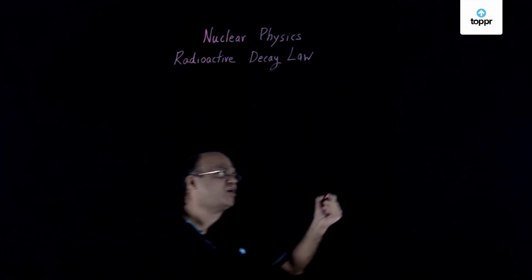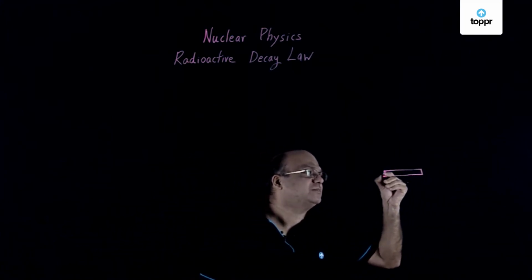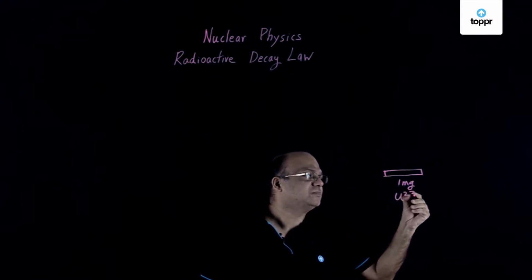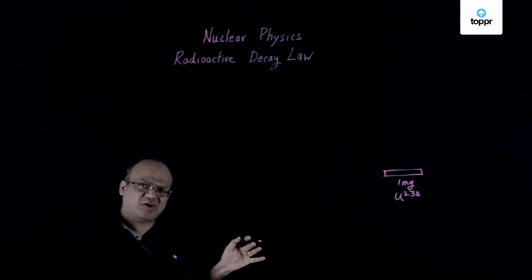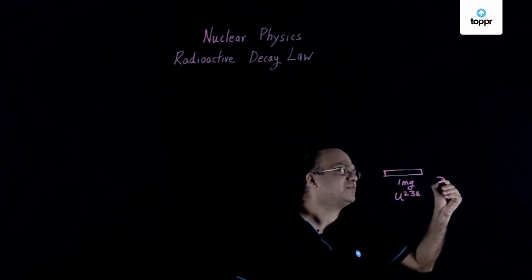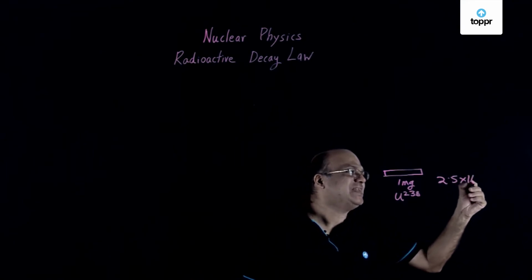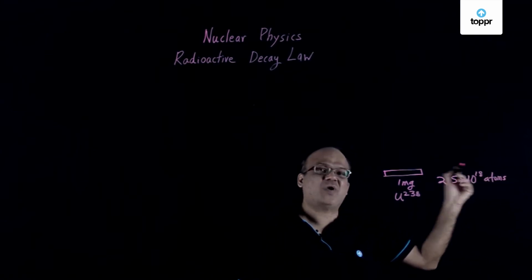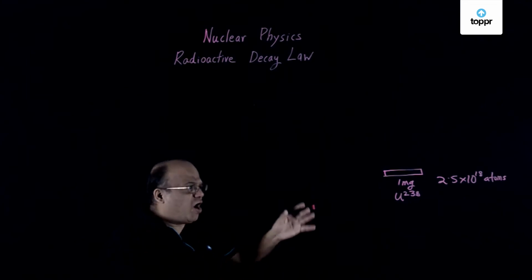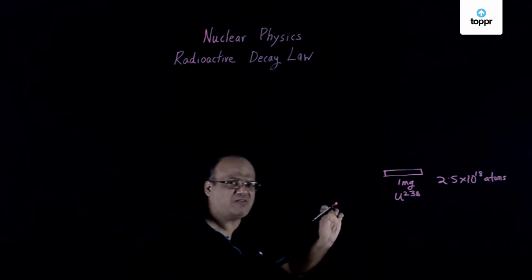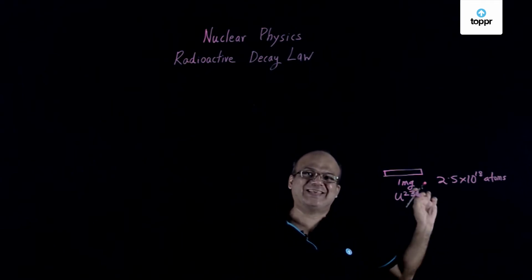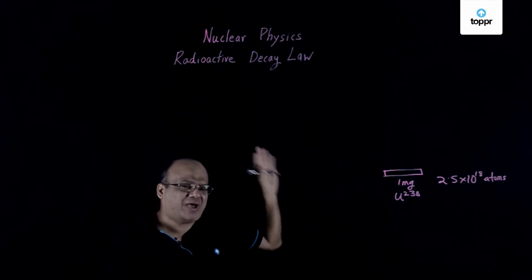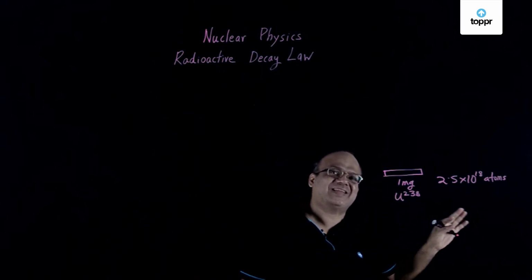Suppose we have a 1 milligram sample of uranium 238. This has 2.5 times 10 to the power 18 atoms. So many atoms are there in this 1 milligram sample. Out of so many atoms, 12 nuclei will decay in the next second. It can be 12, 11, 13, that's okay. But approximately 12 nuclei will decay in the next second.